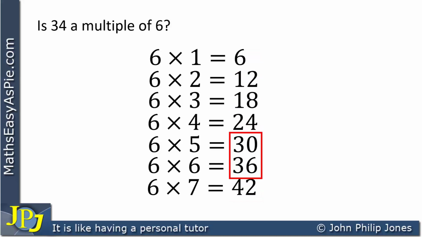So the multiples jump from 30 to 36, and in fact jump over the 34 that we're asking the question of, is 34 a multiple? Well, clearly it doesn't appear in the list, and it's not between the 30 and the 36. So we can see that this is no. 34 is not a multiple of 6.